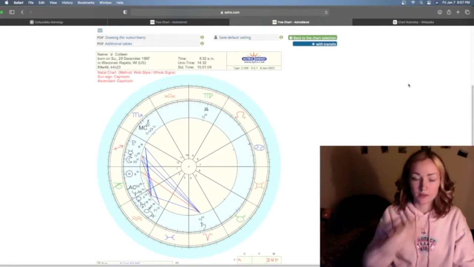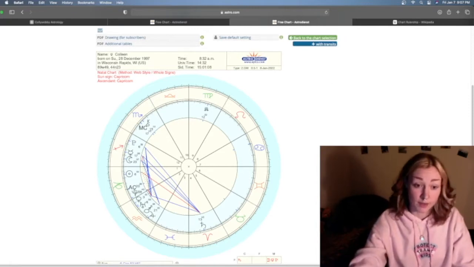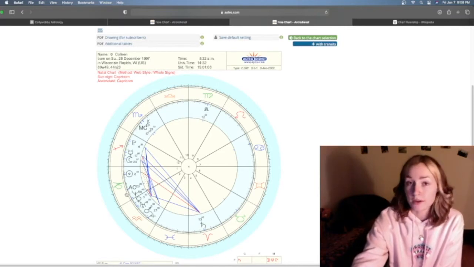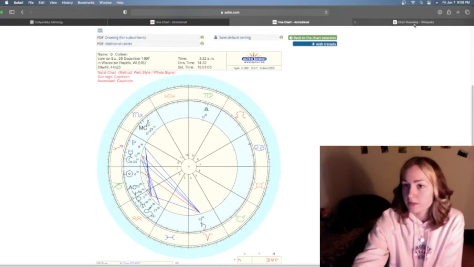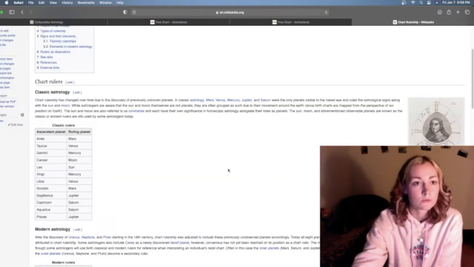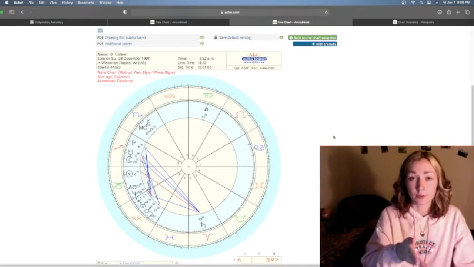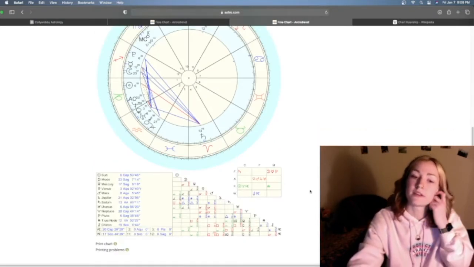So like for me, I'm a Capricorn rising, right? Capricorn is ruled by Saturn. Now, if you don't know all of the rulerships for the planets, literally just go to Wikipedia, type in planetary rulership, and it's going to give you a whole list. I'm a Capricorn rising. Saturn is my ruling planet. So now we just gotta look to find Saturn in the chart.